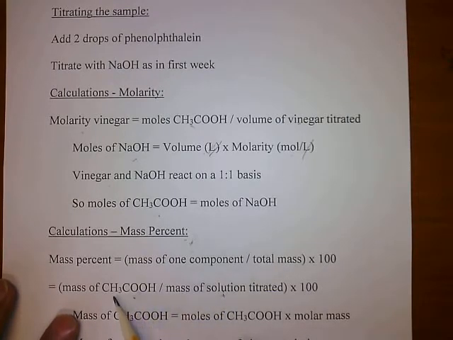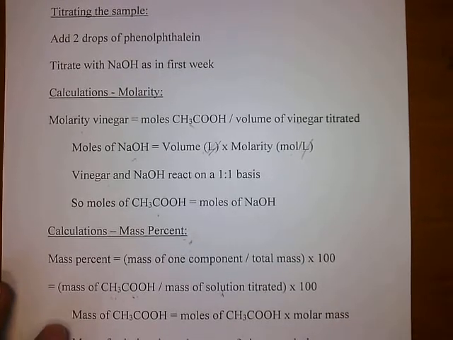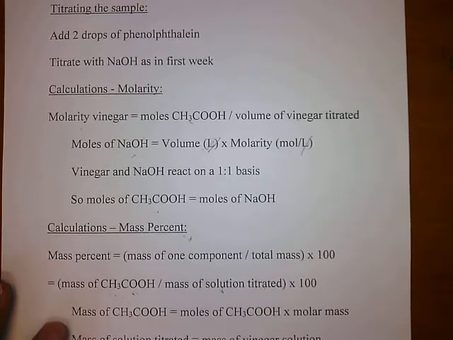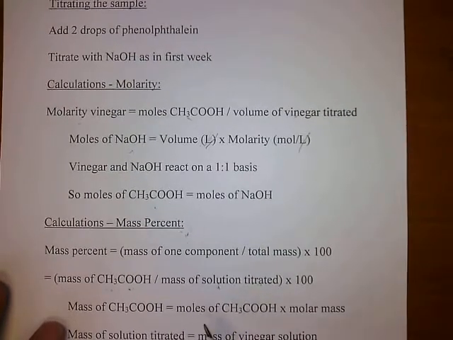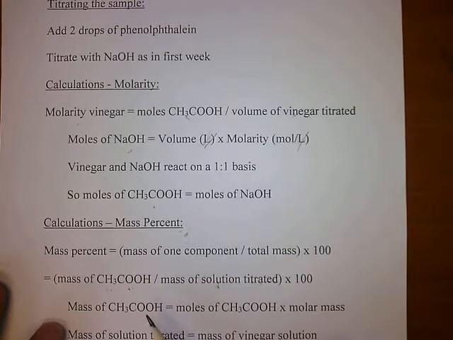So one more time, it will be the mass of the acetic acid in the vinegar divided by the mass of vinegar, the mass of the solution titrated. That's what you're titrating, is the vinegar, times 100 to convert it into a percent. Okay? So how do we get the mass of acetic acid?